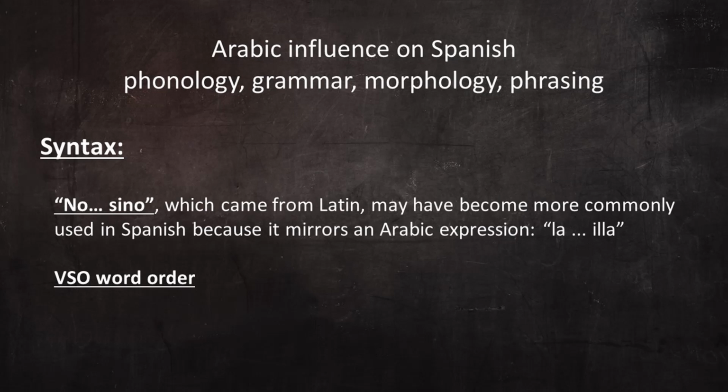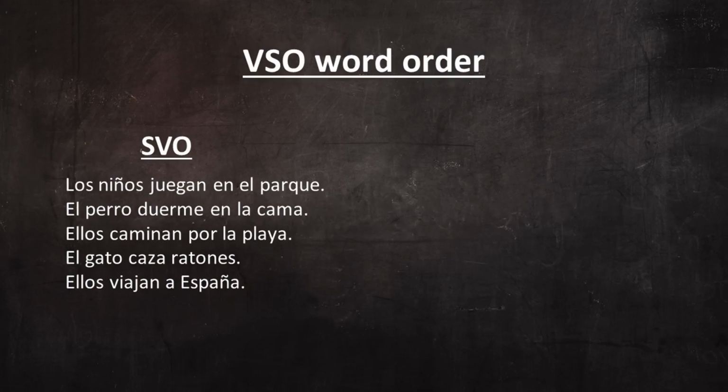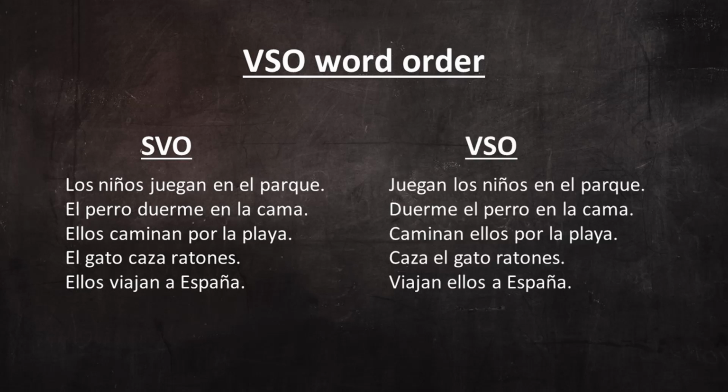VSO word order. The unmarked word order in Spanish is subject-verb-object, but Spanish word order is somewhat fluid, and other options are possible. Verb-subject-object word order, marked for emphasis or style, is much more common in Spanish than in other Romance languages, and some authors hypothesize that this is due to influence from Arabic, which often employs verb-subject-object word order.